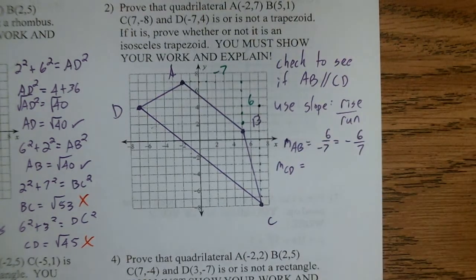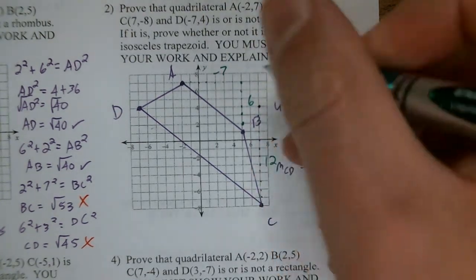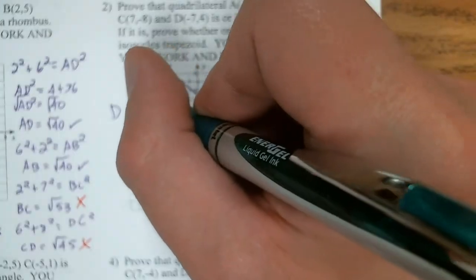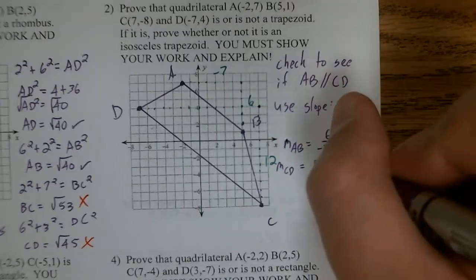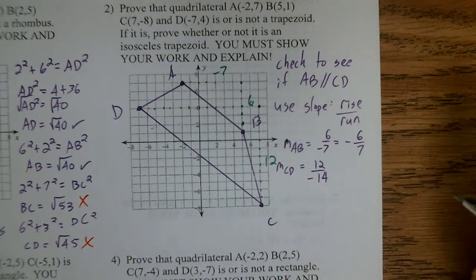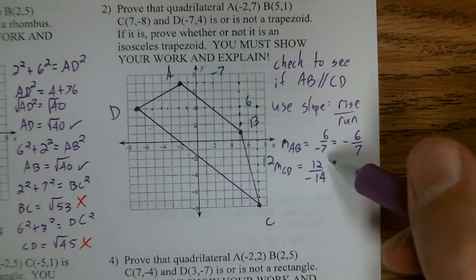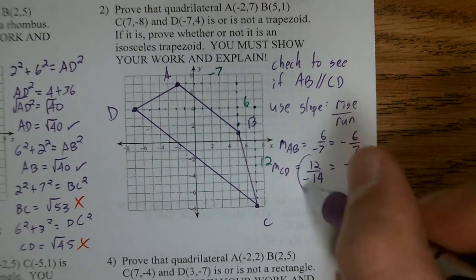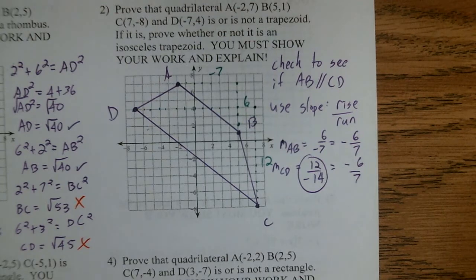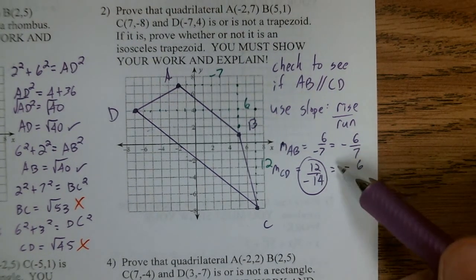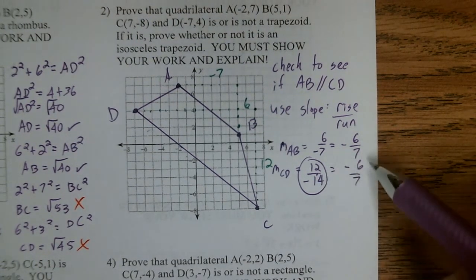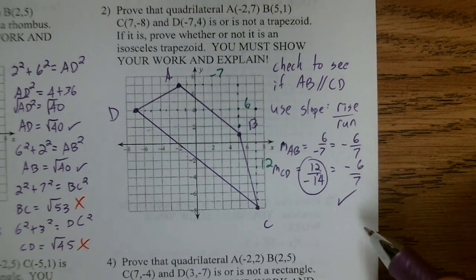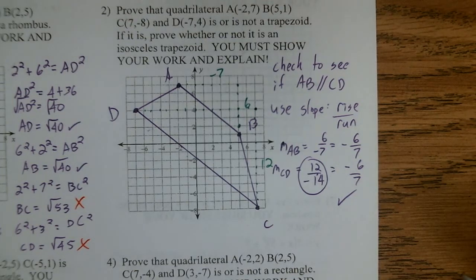Okay, so that's a rise of 12. And then I've got a run of 1, 2, 3, 4, 5, 6, 7, 8, 9, 10, 11, 12, 13, 14. So that's a rise of 12. Again, I'm running to the left, so that's negative. But then I can simplify this fraction, divide the top and the bottom by 2, and yes, I do get negative 6/7. So don't forget to simplify your fractions, guys, because negative 12 over 14, you might say, oh, they're different. No, they're the exact same. Okay, so yes. All right, so I can say for sure it is a trapezoid because the slopes are equal.